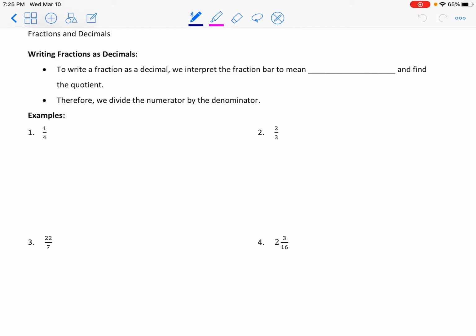Hello and welcome to a lesson on fractions and decimals. So we're basically going to be looking at how to write fractions and decimals and how to compare fractions and decimals to close out our chapter.